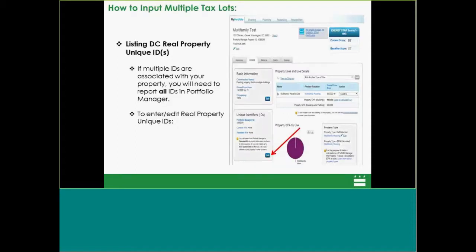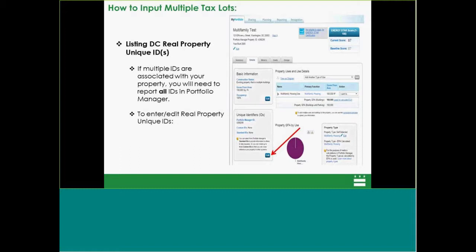Another thing that we see often with multi-tenant buildings is sometimes these buildings span multiple tax lots. So if multiple property IDs are associated with your building, you will need to report all of these IDs in Portfolio Manager. If you don't already know your property's real property unique ID, please consult our covered building list, which is available on DOEE's website. We publish a new one every year that covers the buildings that are covered for the reporting year. So the 2019 covered buildings are currently on our website.